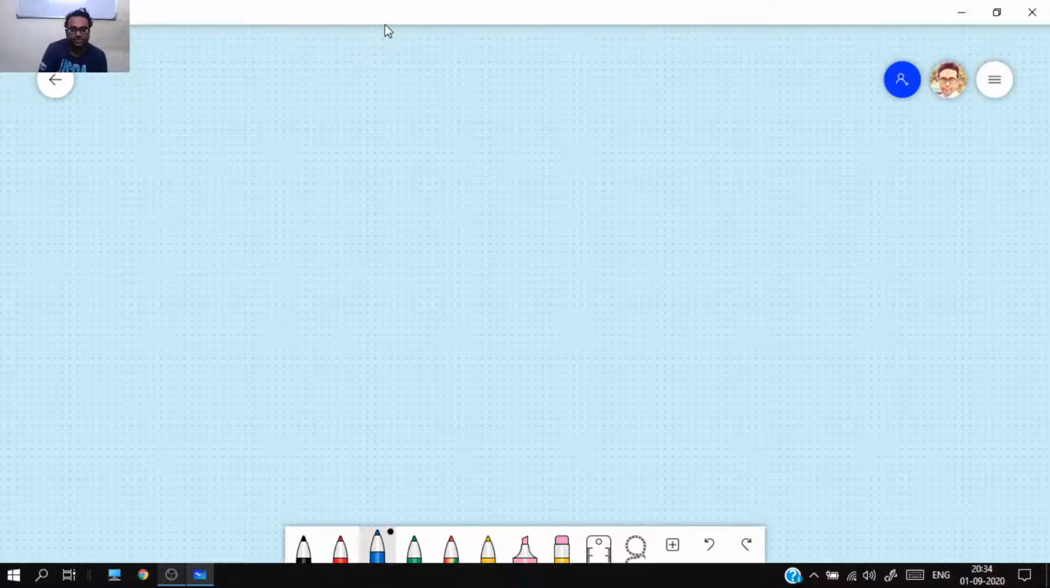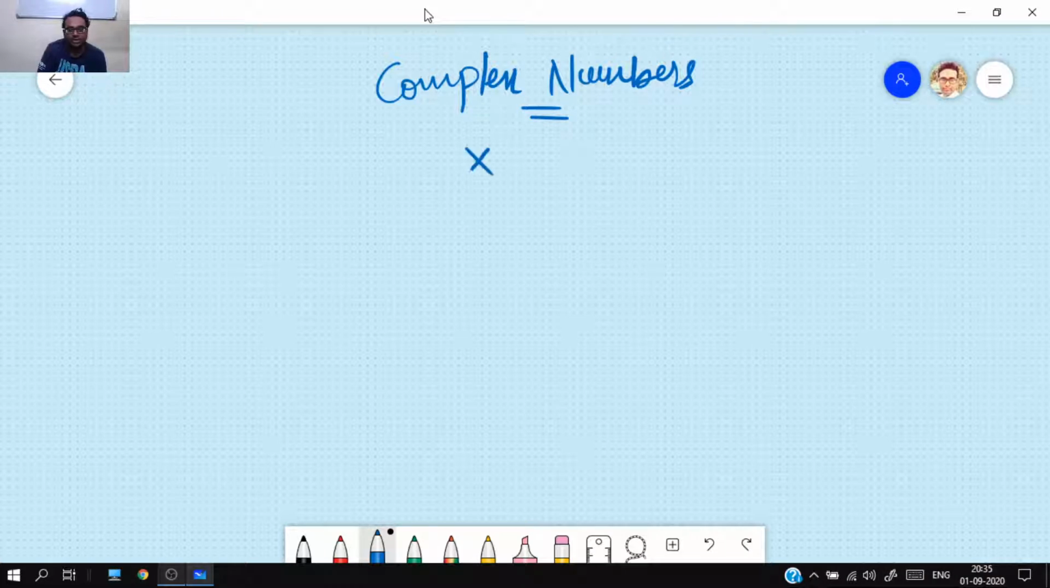My name is Pratik Vedarshi, and the topic we are going to study today is complex numbers. This topic has been introduced in class 11th mathematics.